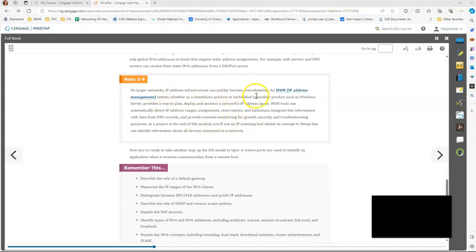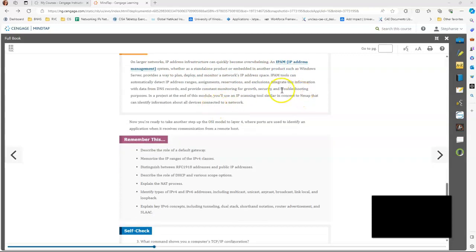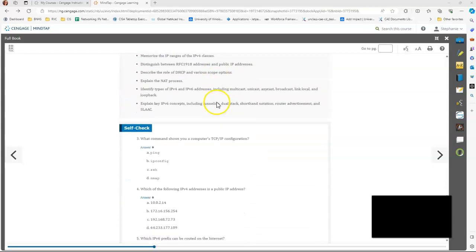And on a larger network, IP addressing can really be a management issue. So an IP address management system, whether it's a standalone product or Windows Server or wherever they get it from, they're going to use some sort of IP address management tool that can automatically detect all of this information. So it can detect IP address ranges, assignments, reservations, exclusions, all of that, and integrate it into its DNS. So it will work through all of that.